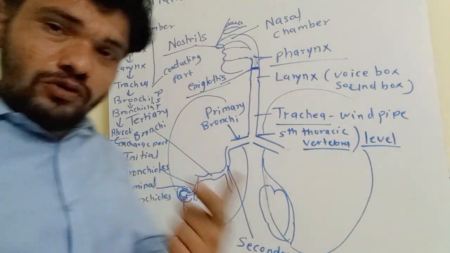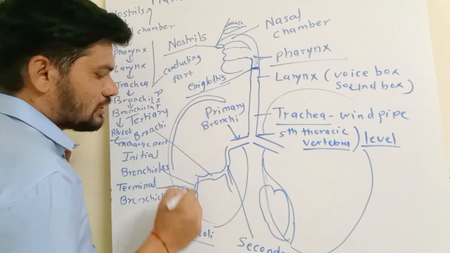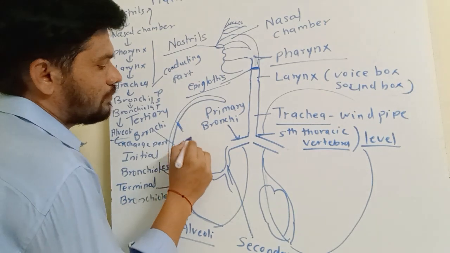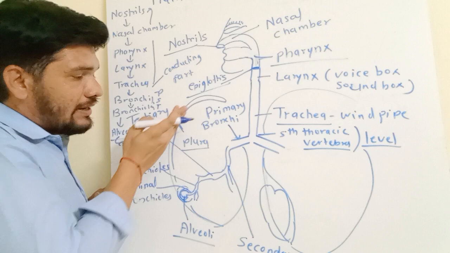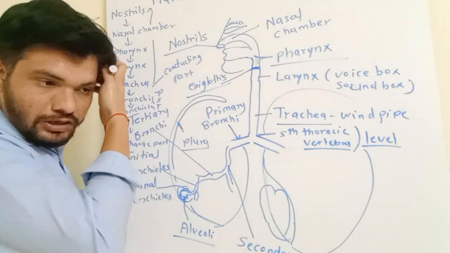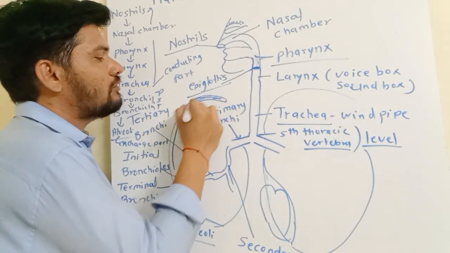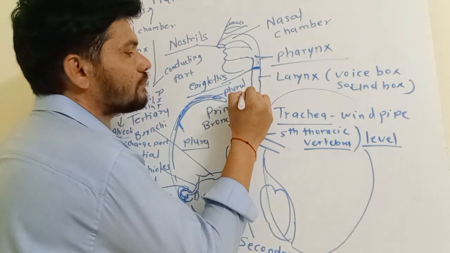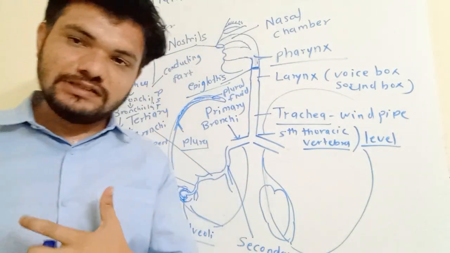Then one more thing you have to remember: your lungs are covered by a double membrane structure called pleura. This is pleura, outer membrane and inner membrane. The inner membrane is closely lined with your lungs, and the outer membrane is closely lined with your thoracic lining, and both these membranes have a fluid called pleural fluid, which reduces the friction of your lungs with your thoracic chamber.